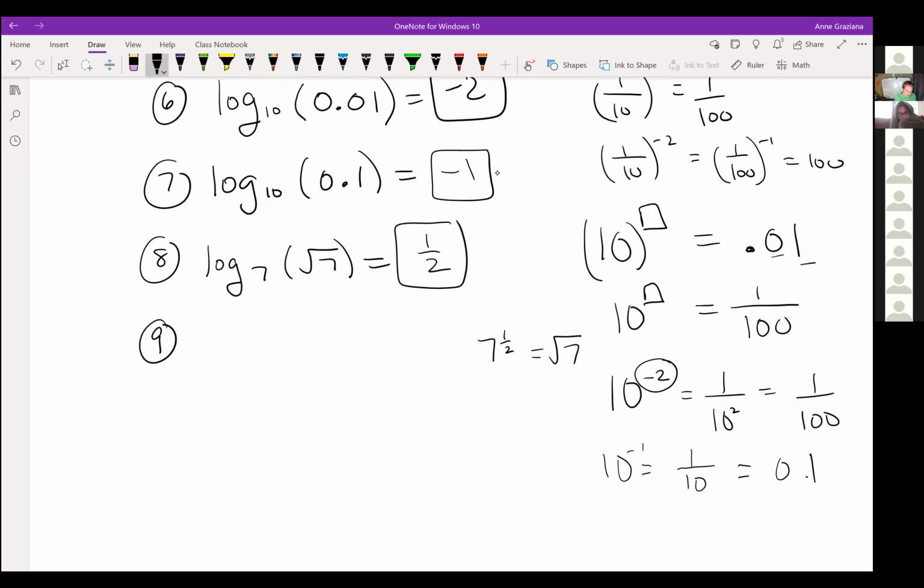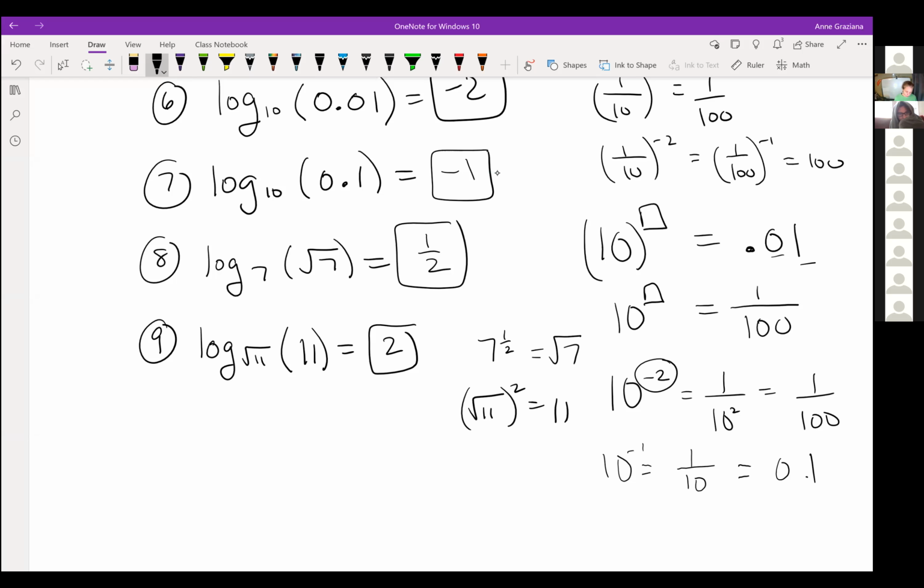Good. What about this? Log base square root of 11 of 11. You square it. Okay. So square root of 11, how do I get 11? I have to square it. So the exponent that goes on square root of 11 that will give me 11 is 2. Any questions?